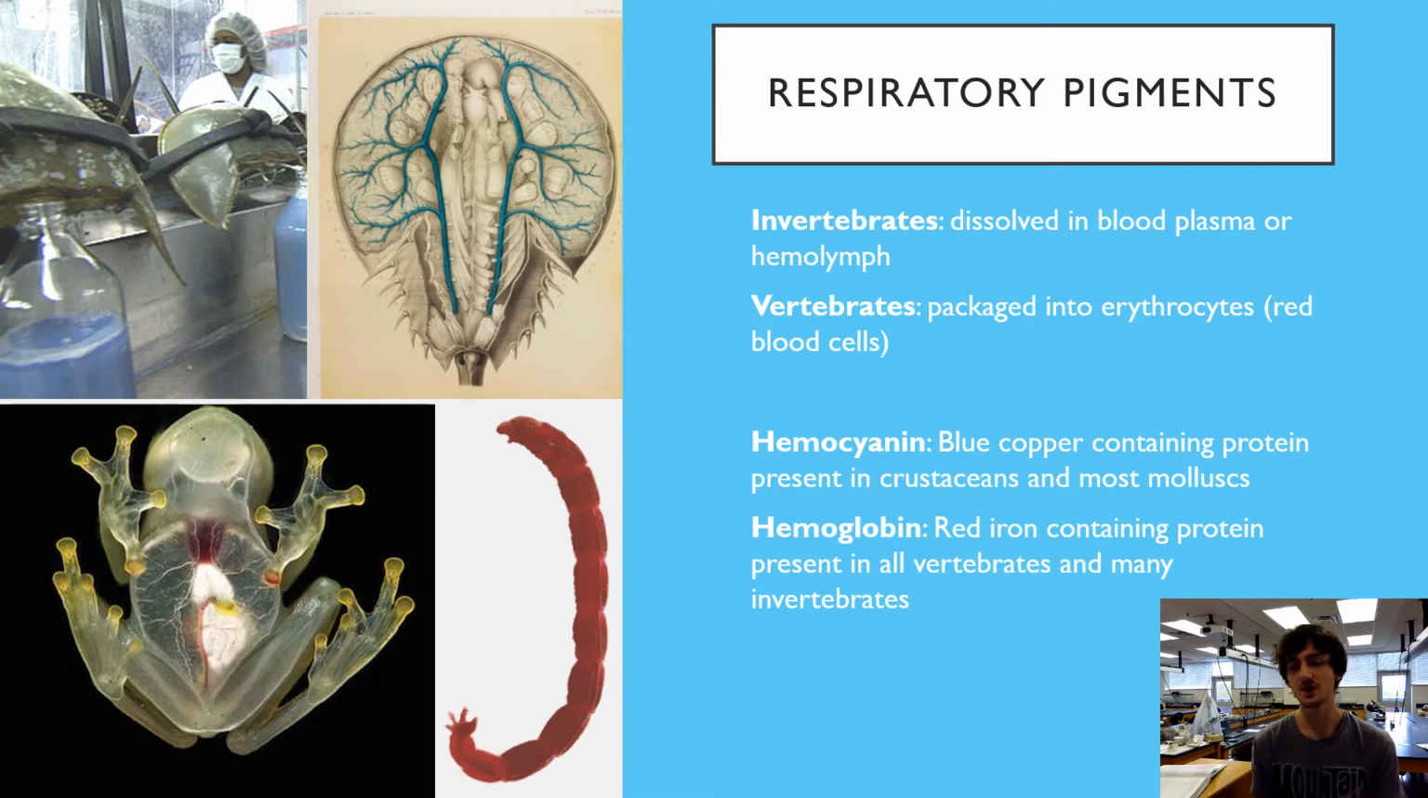We have larger scaled organisms, especially those vertebrates, so we have some sort of backbone, such as mammals or other chordates. Those respiratory pigments are packed into what we call erythrocytes. So those erythrocytes are red blood cells.